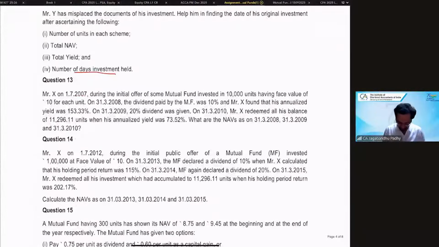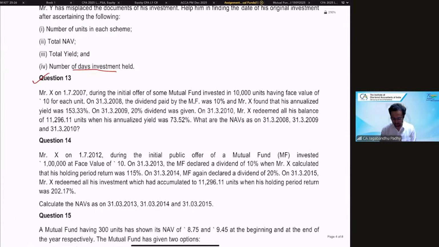Question number 13, guys. Let's look at this question 13. It's a really interesting question.